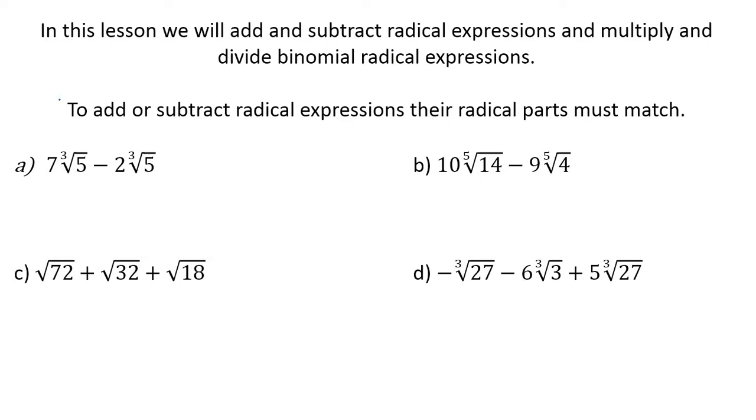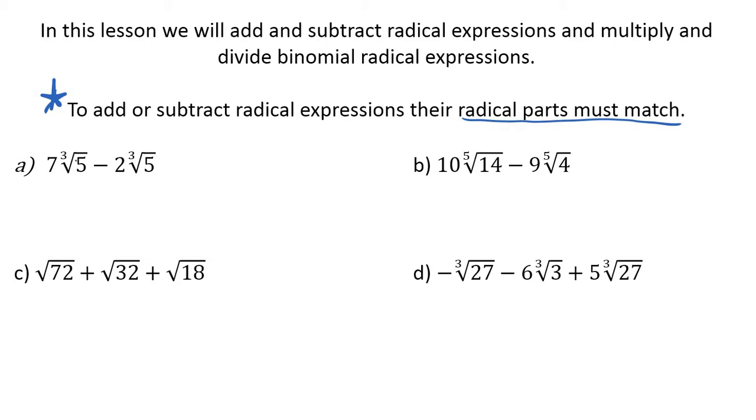Now the key here is, as we add or subtract, their radical parts must match exactly. So the stuff under the radical has to match, and they've got to be the same root, of course. So they have to match exactly. Let's just look at a couple examples. I think that's the easiest way to see it.